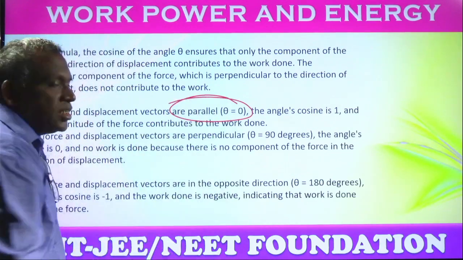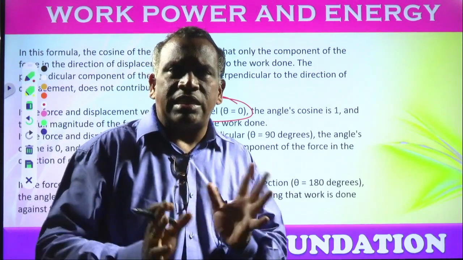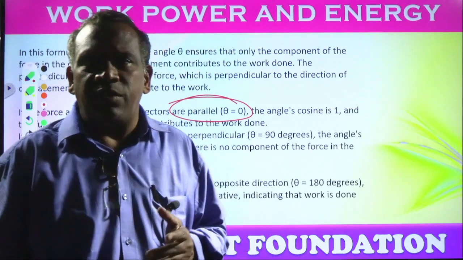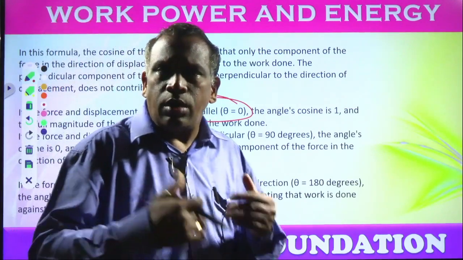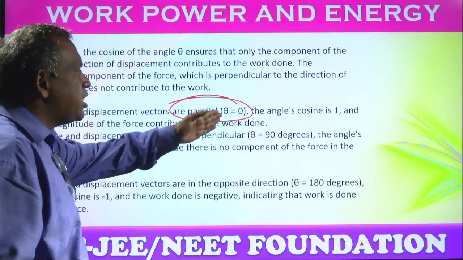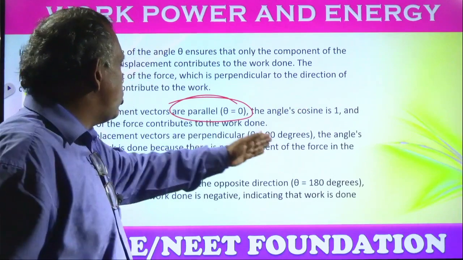Since force and displacement are vectors, work is a scalar product between force and displacement. It's a dot product between force and displacement. So here the angle theta is 0 degrees. Cos 0 is 1, so the work done is equal to F s. The magnitude of the force contributes to the work done.